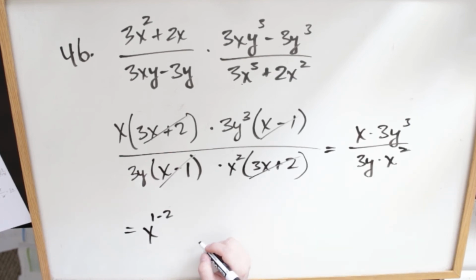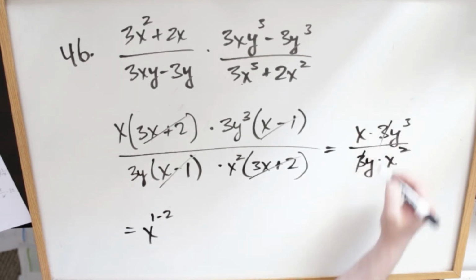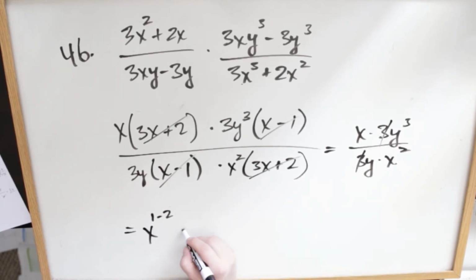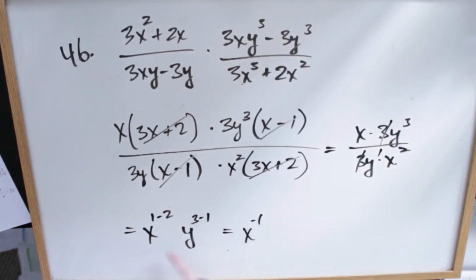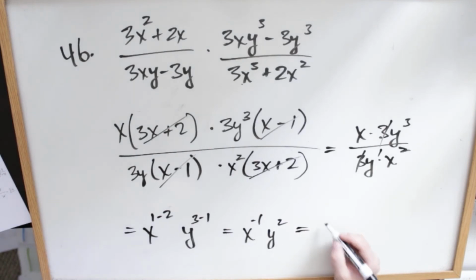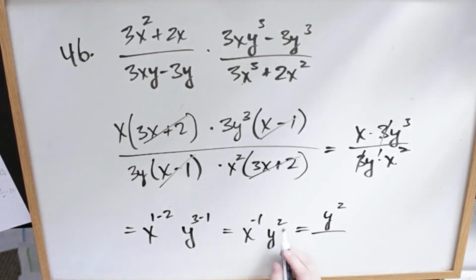And then we have, the 3's are going to cancel each other out. Let's just get rid of those. And I've got times y to the 3 minus 1. Now that equals x to the minus 1 because I can just add those up together now. And then this is going to be y squared. So because this is a minus 1, it's the same as 1 over what that is. So we're going to have y squared in the numerator because that's a positive sign. And in the denominator, we're going to have an x.